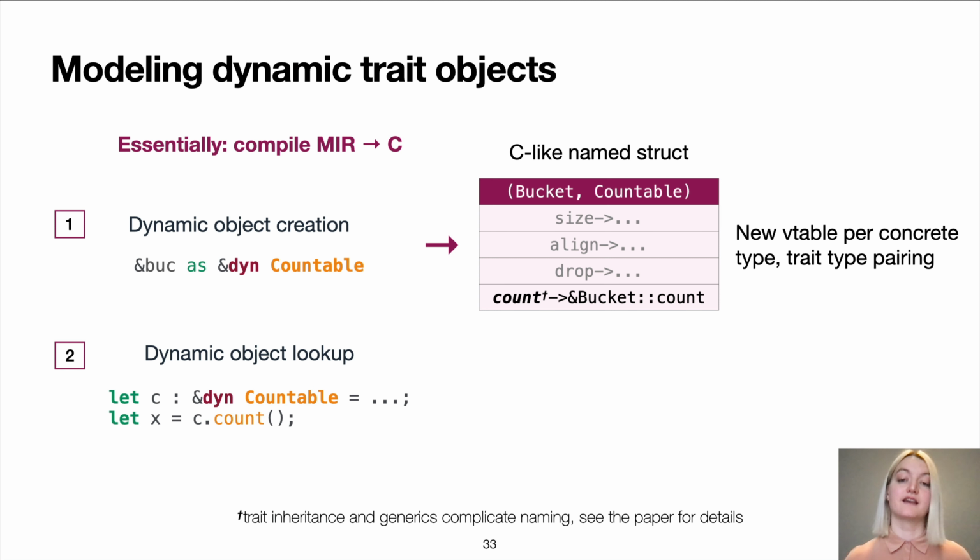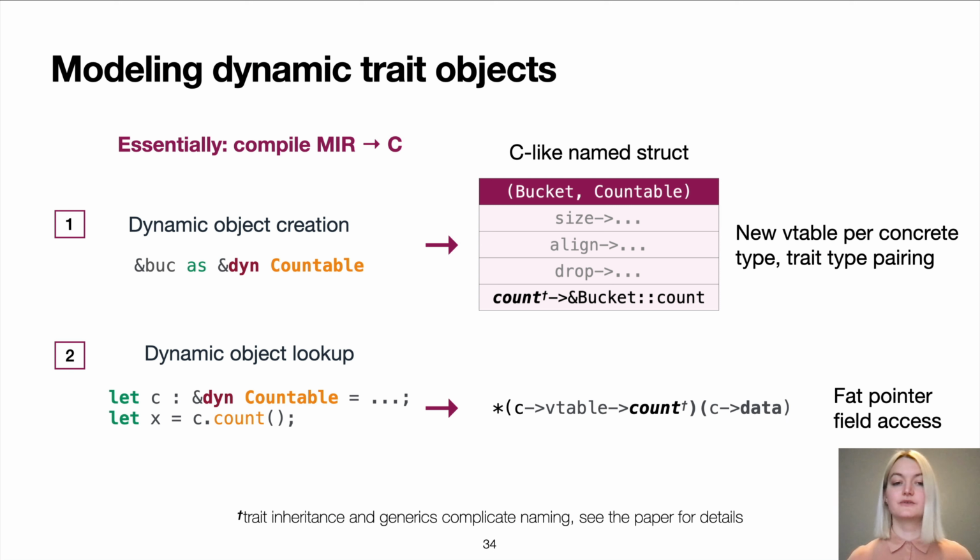So here we're going to follow the example of the Rust compiler and generate a C-like struct representing the vtable. And we'll construct a new vtable for every concrete type and trait type pair, because this can be shared across objects of those same two types. So we add in the Rust compiler metadata, and then for count, we add in the actual address of the count method we're concerned with. So I have a note here that while it looks like we're using the name count, it's actually a little more complicated than that because of Rust trait inheritance and generics. And you can see our paper for more details on that. Now to replace the dynamic object lookup, we'll again access the vtable's method as well as the data pointer.